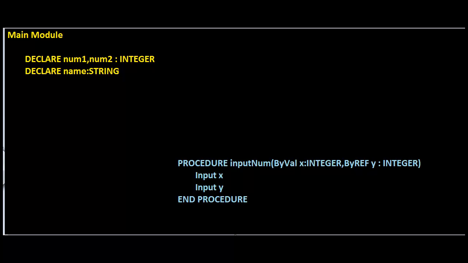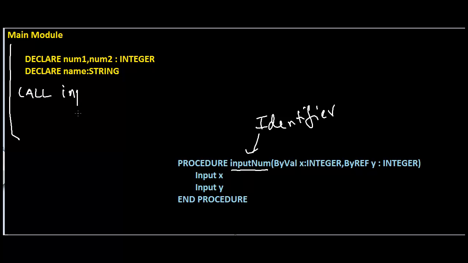Okay, so we have a procedure here, and that procedure is the input num procedure, right? So this is the identifier of the procedure. And now if I want to use this procedure in my main module here, I'm going to say call input num. Do you think this is a valid call? Is this going to be accepted by the compiler? And the answer is no.